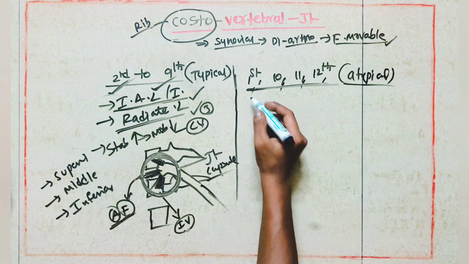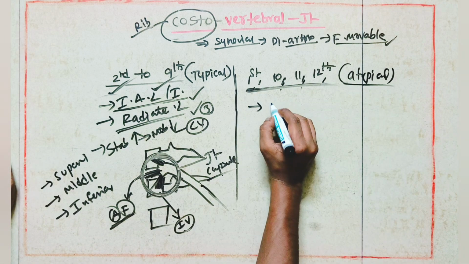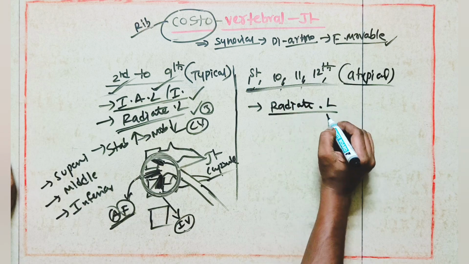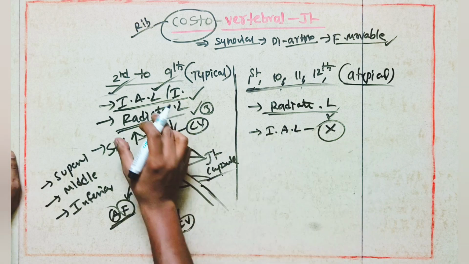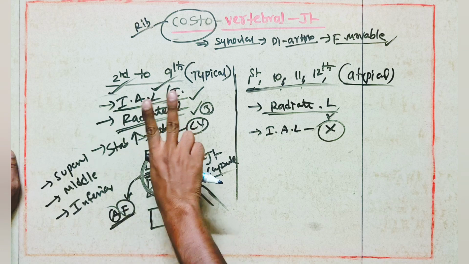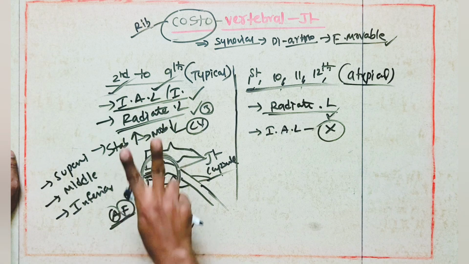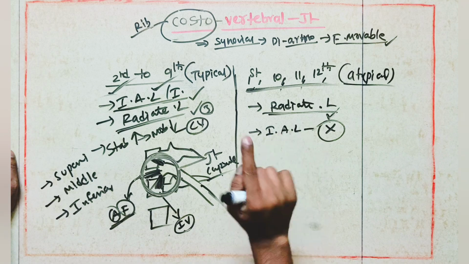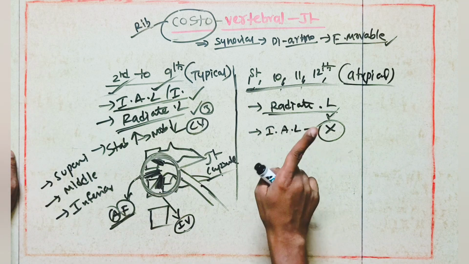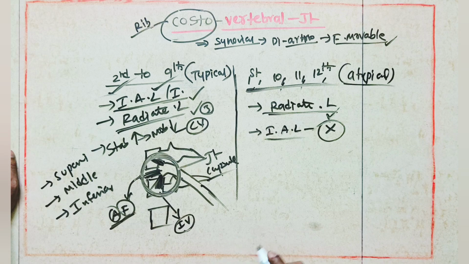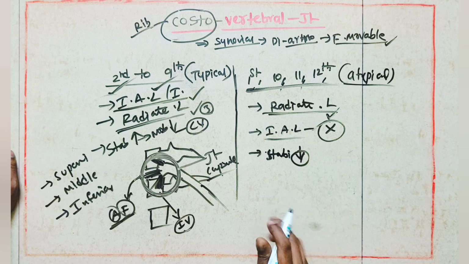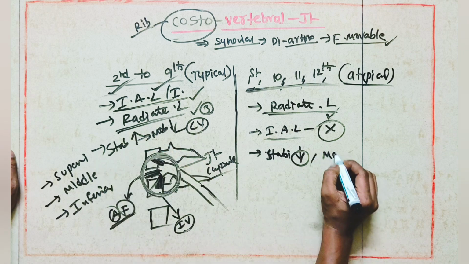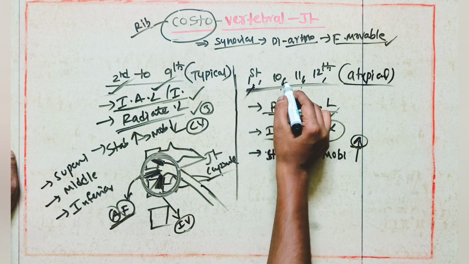Now if we come to the 1st, 10th, 11th and 12th, here we will be having the radiate ligament, and the interosseous or intra-articular ligament is absent. There is no intra-articular ligament here. Why? Because the other ribs are going to articulate with two vertebral bodies, but here each rib is going to articulate with only one vertebra. So that's why there is no intra-articular ligament. So the stability is less compared to the other joints. Because of less stability, mobility is more at the 1st, 10th, 11th and 12th ribs.